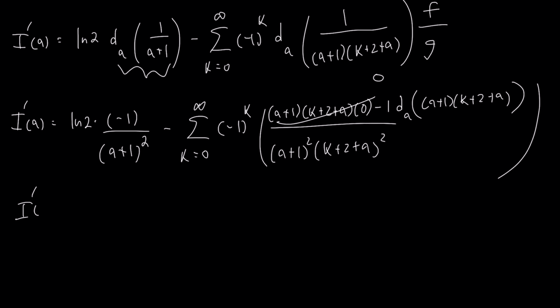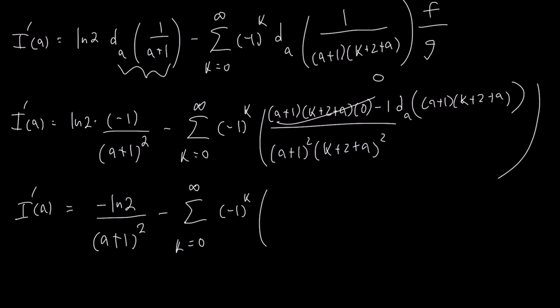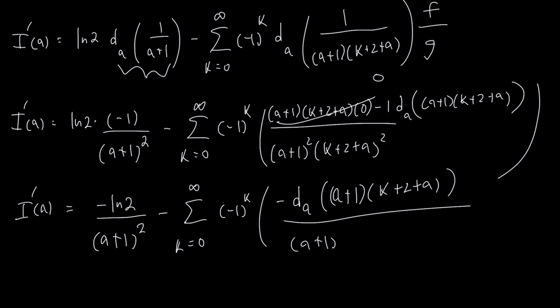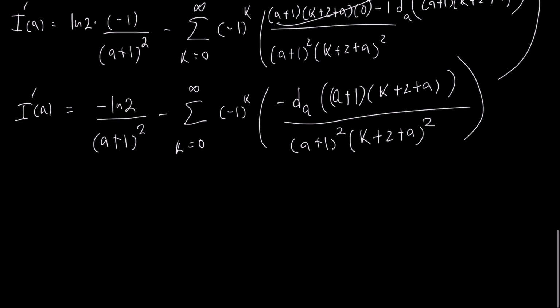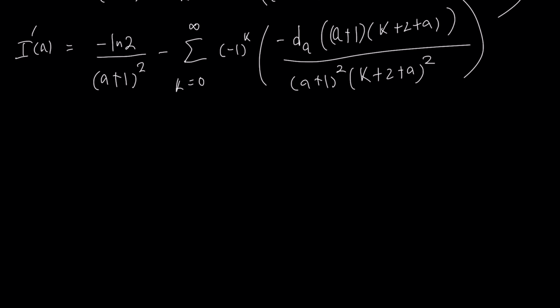So we're left with I prime of a is negative log 2 over a plus 1 squared, and minus the sum from 0 to infinity, negative 1 to the k times negative the derivative with respect to a of a plus 1 times k plus 2 plus a divided by a plus 1 squared times k plus 2 plus a quantity squared. And notice that this negative and this negative make a positive.